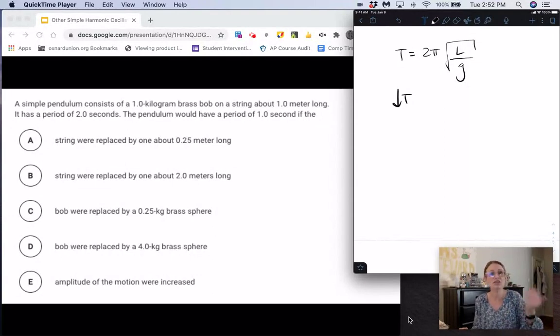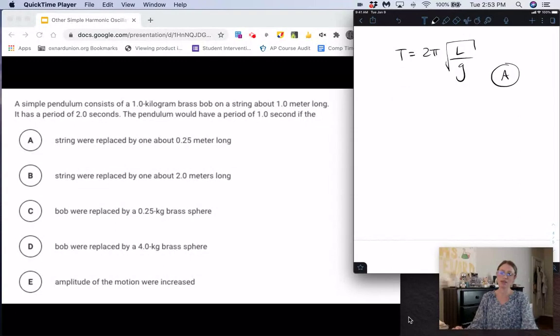There we have an increase in length. If we did have an increase in length, we would have to increase our period as well. So the answer has to be A, because if the period decreases, the length also has to decrease. It has to be option A. Now let's prove it though.